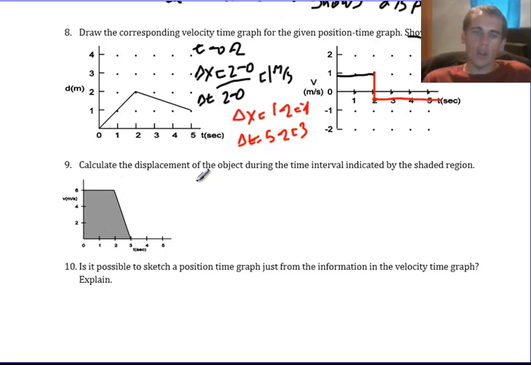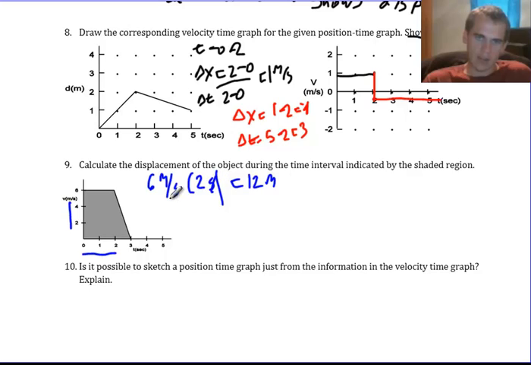Okay, so the trick here is we've got to figure out how fast we were going and then multiply it by how long we were going that fast. Well, that's a width times a height. Okay, that's an area. So it says we were going 6 meters per second for 2 seconds. 6 meters per second times 2 seconds equals 12 meters, right? My seconds cancel my seconds. But that's just this first part.